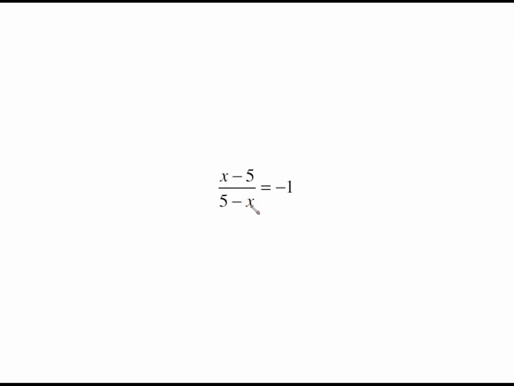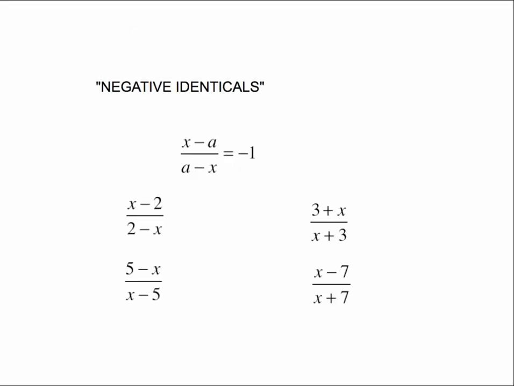This is going to be the setup anytime you have the same two terms on the top and the bottom, but in reverse order, and separated by a minus in both cases. I call these negative identicals, kind of a strange term, but it's the idea that they are almost identical, but because of this opposite order and the minus between them, we end up with a negative 1 rather than a positive 1. So anytime you have the same terms, top and bottom, order is opposite and there's a minus between them, you may cancel them out and get a negative 1.